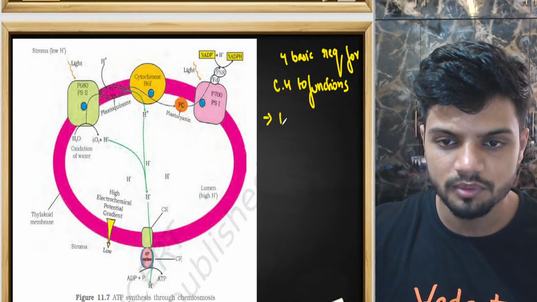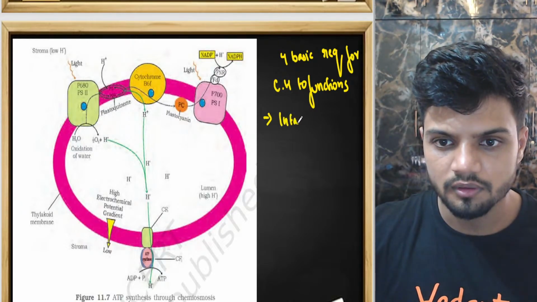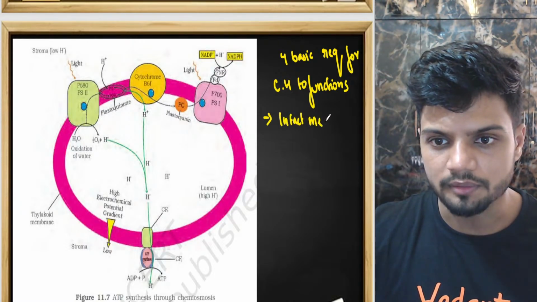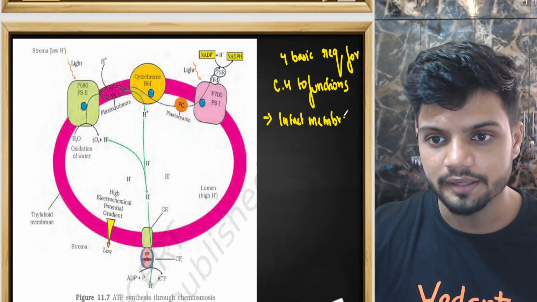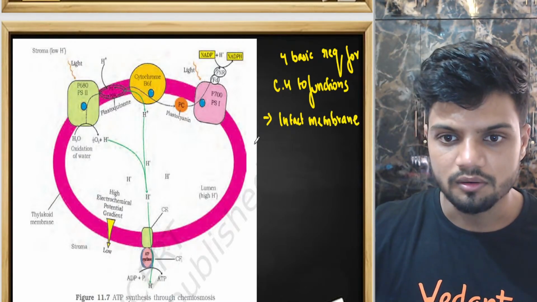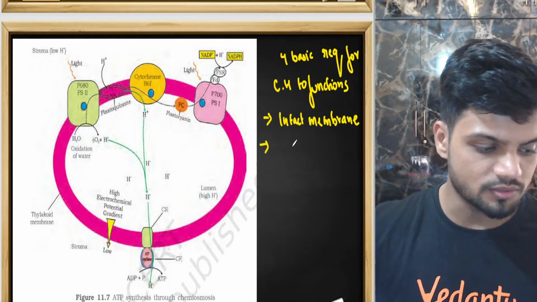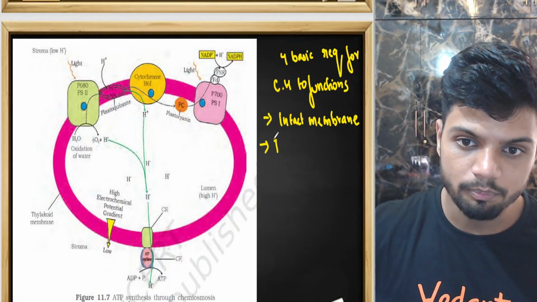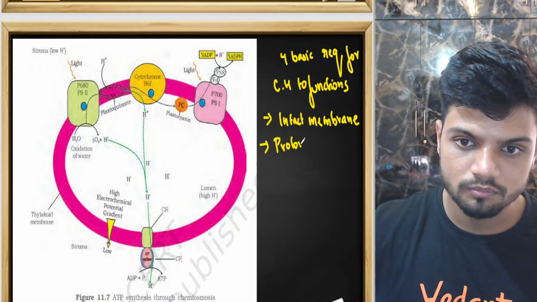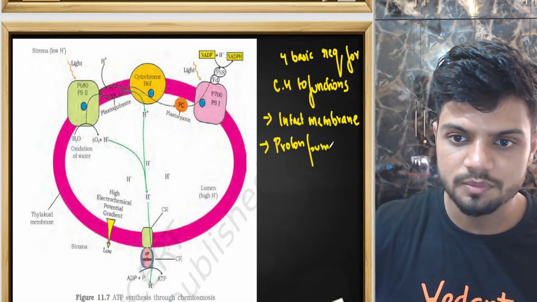The first one is going to be an intact membrane. So we need an intact membrane. The second one is going to be the proton pump, to pump the protons basically.